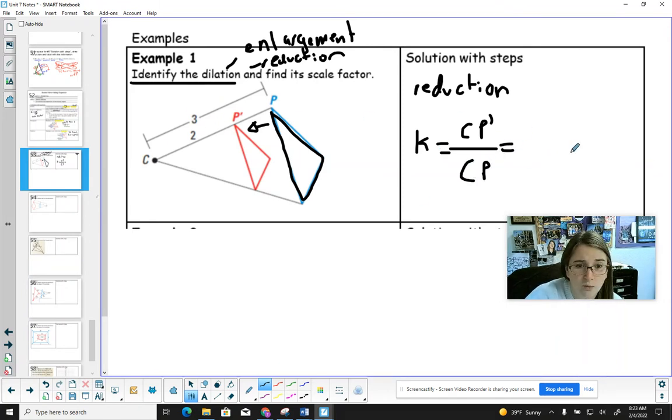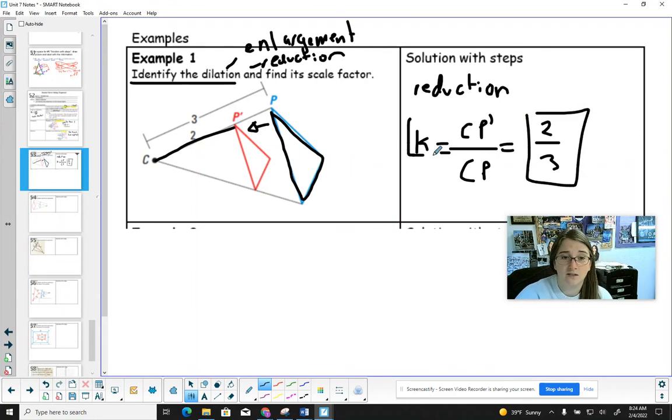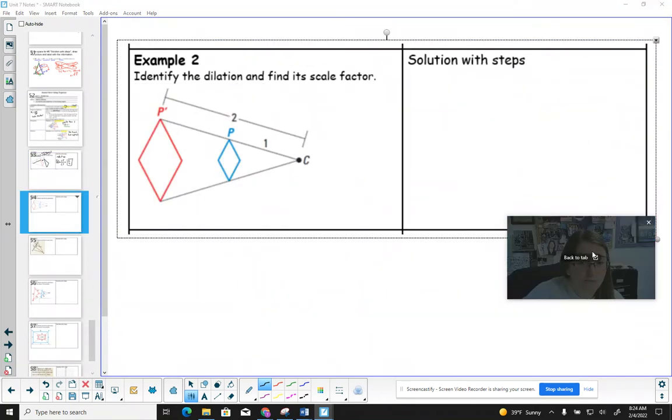So look at the picture really quickly. What is the length from C to P prime? That's the 2. That's this right here. So therefore, the length from C to P is 3, and that's our scale factor, yeah? And again, that makes sense because our scale factor should be less than 1 since this is a reduction. What this means is my new shape is 2/3 the size of my first shape. And that's it. That's all we're going to be doing for these first couple problems.